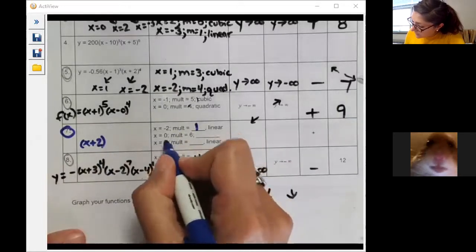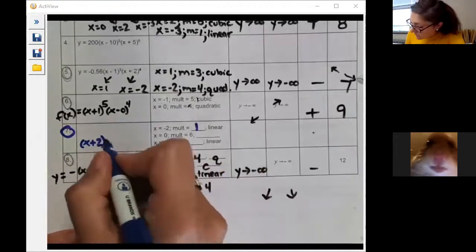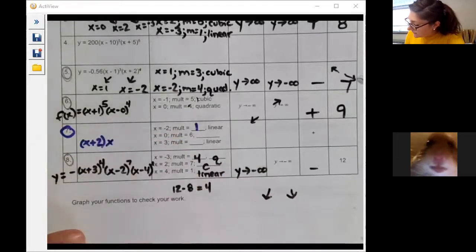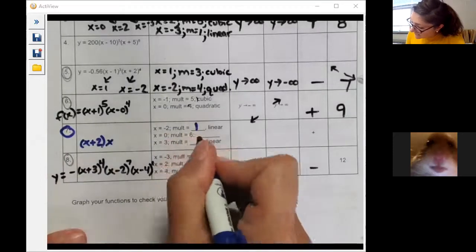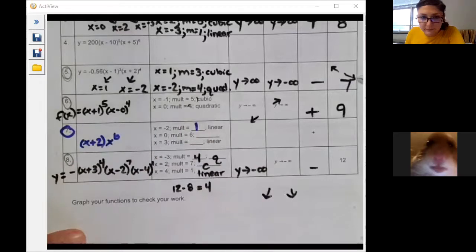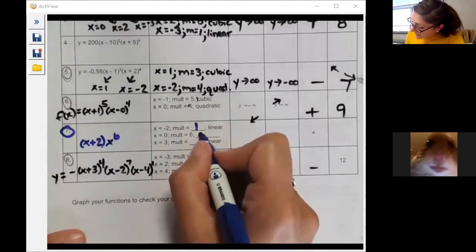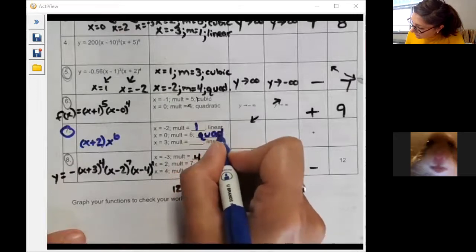X equals 0 means I'm going to have an x, or in my function, I'm going to have x minus 0, or just plain old x if you want. Its multiplicity is 6, so that means my exponent is going to be 6. Since 6 is an even number, that means it's going to have quadratic behavior.